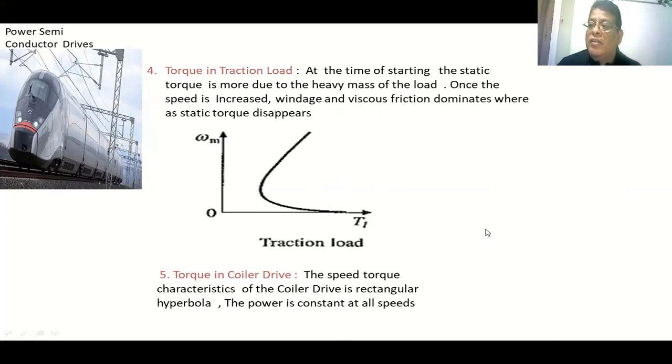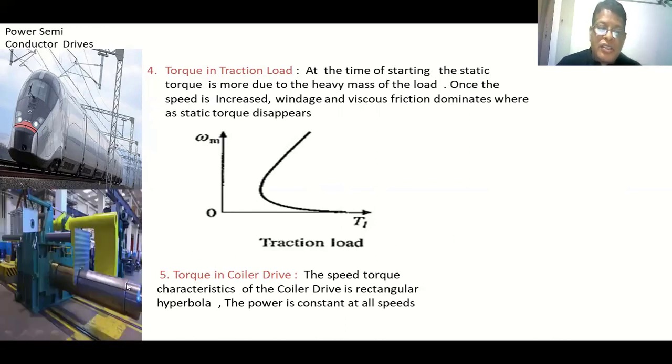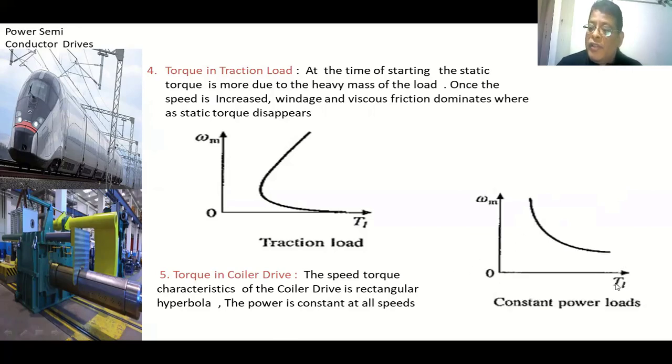Torque in a coil driver. In some cases, we are driving a coil. In this case also, the motor is required. The speed torque characteristic of a coil driver is a rectangular hyperbola. The power taken by the motor will be constant. When the speed is very high, it requires a small amount of torque. When the speed is lower, it requires a high amount of torque. But this drive takes constant power from the supply. So sometimes we call this drive a constant power drive also.